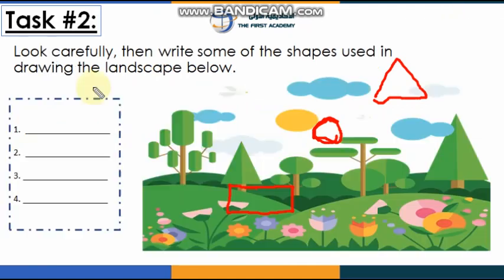Task number 2: look carefully, then write some of the shapes used in drawing the landscape below. Look at this beautiful landscape and try to find the shapes used in the drawing.